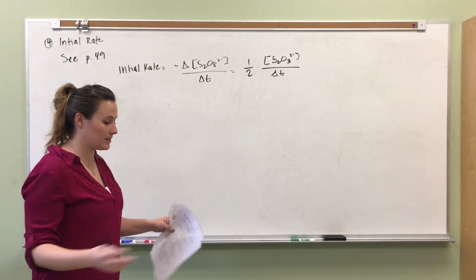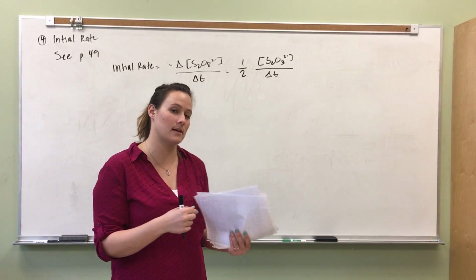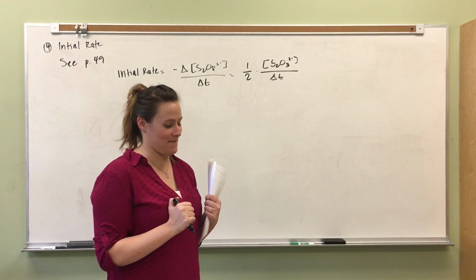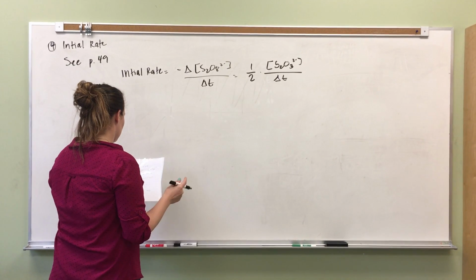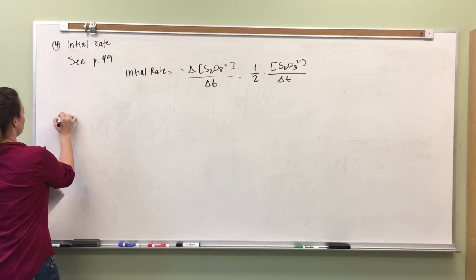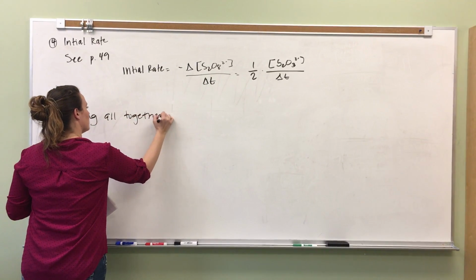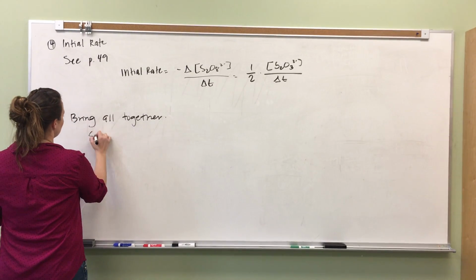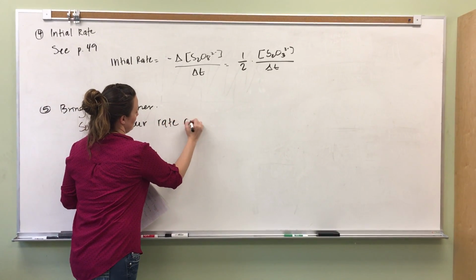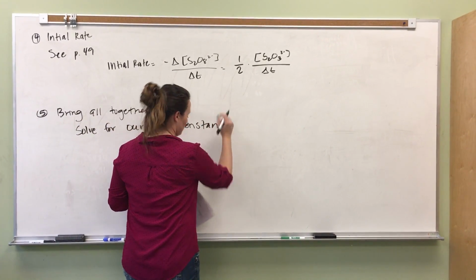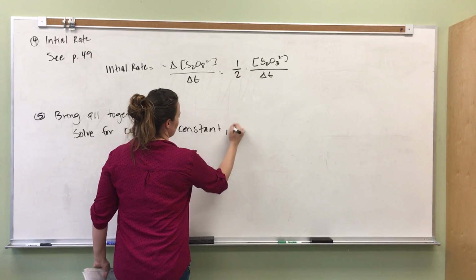Okay, so now we're going to bring everything together, and based on our initial rate calculation and the orders of reaction, we're going to find our K value. So we are going to find the rate constant. We're going to bring everything together and solve for our rate constant, which is our little k.